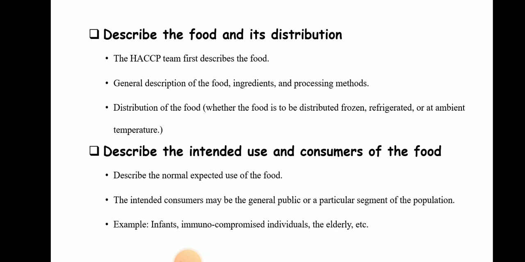Then the next step is to describe the intended use and consumers of the food. How is it consumed and who are the consumers of the food? They need to describe the normal expected use of the food and how it has to be used. The intended consumers may be the general public or a particular segment of the population. For example, it can be infants, or the product could be for immunocompromised individuals or the elderly.